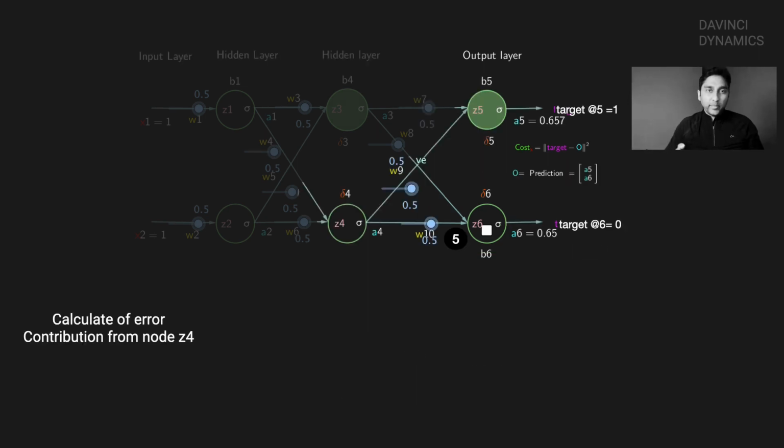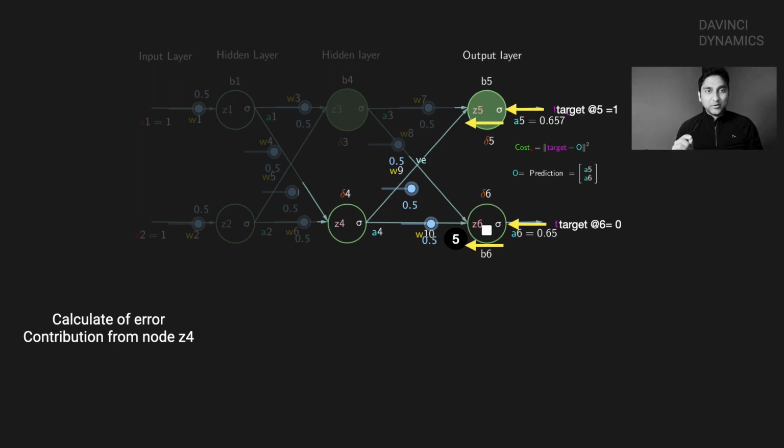Let's grab a pen and paper and visualize the process. Draw an arrow from target 5 to node Z5 and another arrow from target 6 to node Z6. These arrows represent the change in cost with respect to the activations A5 and A6. Now inside the nodes Z5 and Z6, draw arrows from A5 to Z5 and A6 to Z6. These arrows represent the change in activation A5 and A6 with respect to the total weighted inputs Z5 and Z6.